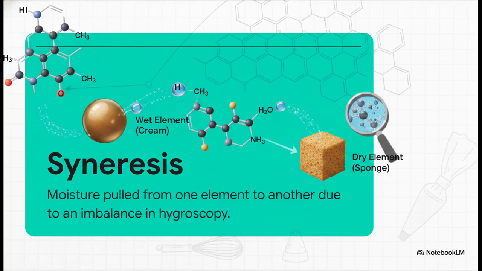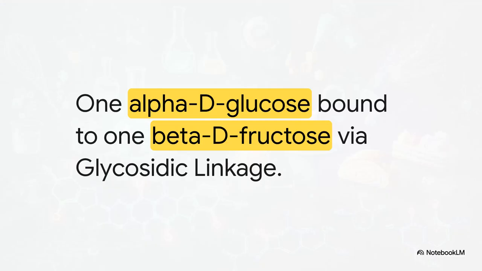If hygroscopy is imbalanced in a multi-element masterpiece, sugar will aggressively pull moisture from a wet element, like a delicate cream, and just dump it into a dry element, like your sponge. Preventing this syneresis is absolutely vital for structural integrity. So, the crucial point here is understanding the bond itself.